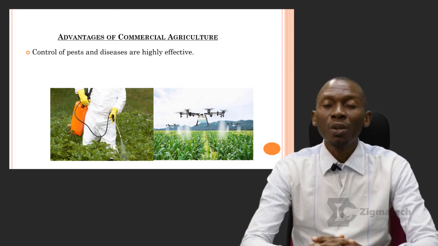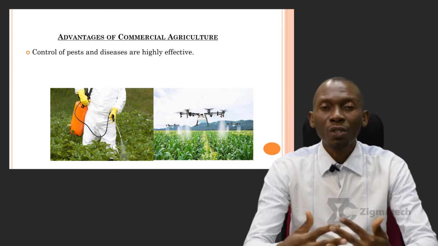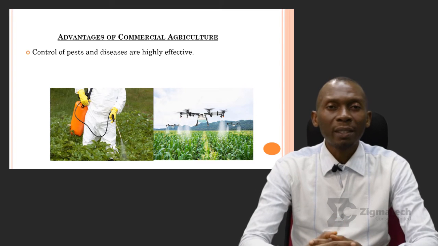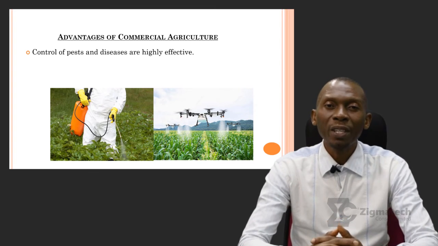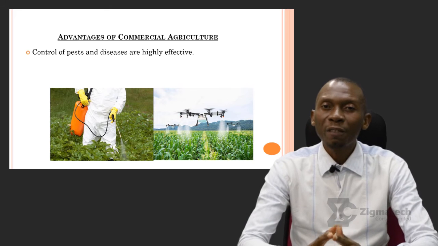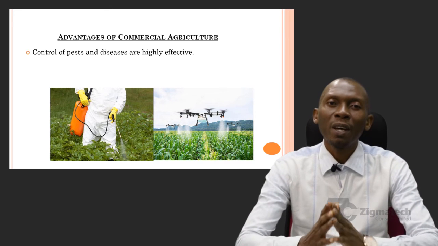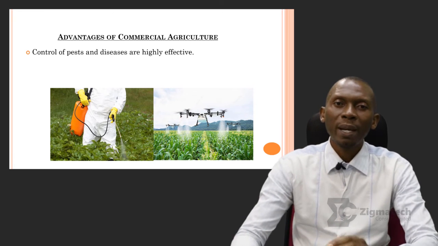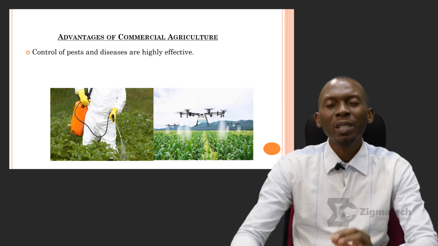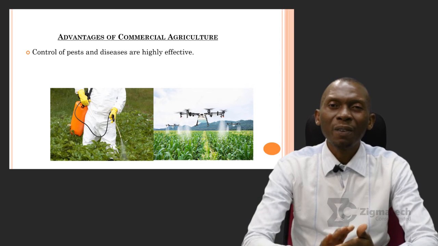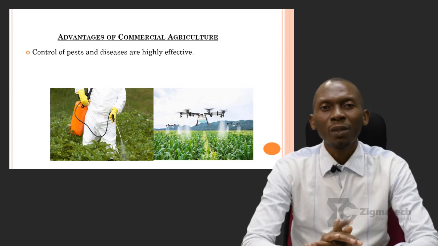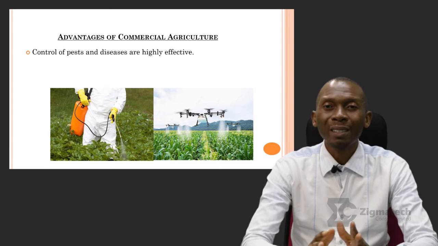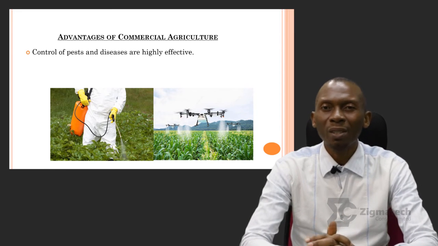And commercial agriculture also involves, remember I said it involves the use of agrochemicals. So there's control of pests and diseases as regards commercial agriculture, which is usually very effective. And this is effective because the farmer makes use of chemicals, insecticides, pesticides to control pest attacks on his farm, which has a very drastic effect on the output or the yield of any farm, because these pests and diseases can cause a lot of economic losses to the farmer.